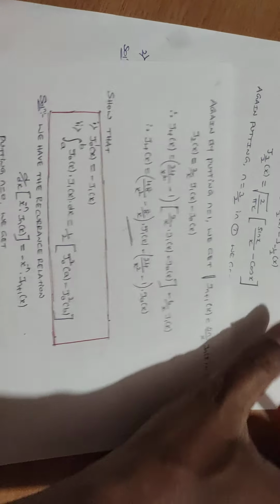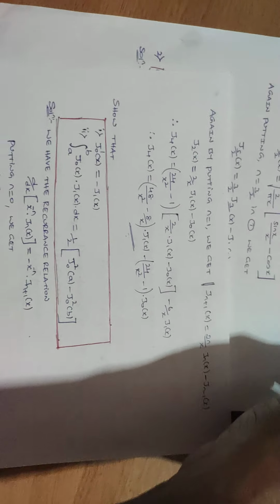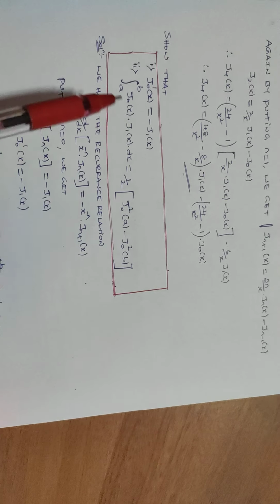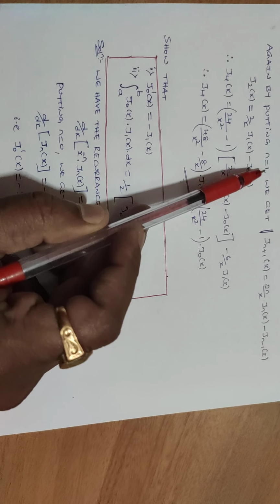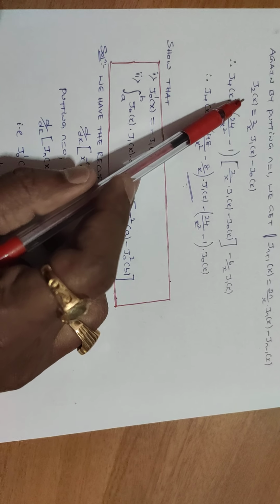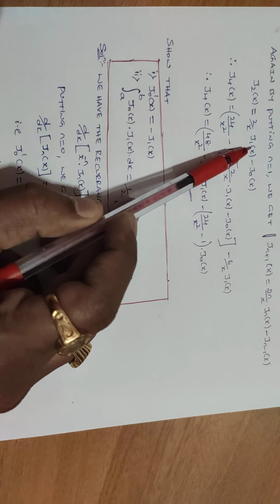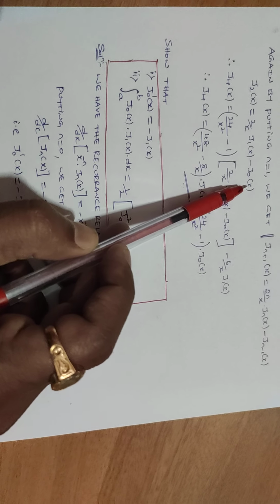Again, by putting n value as 1, we get J_2(x) as 2 by x into J_1(x) minus J_0(x).